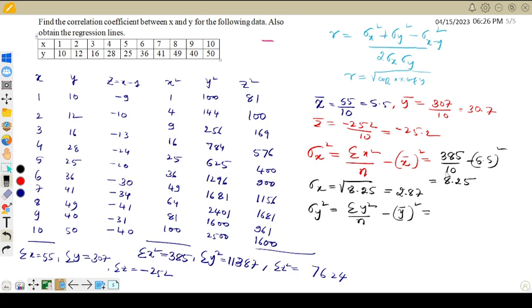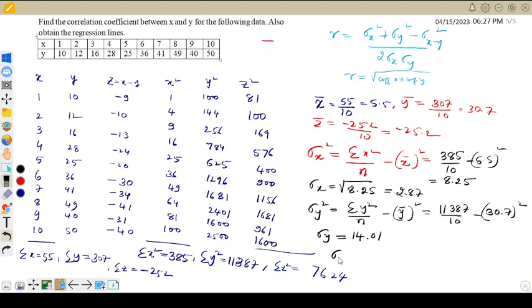Similarly, sigma y square is equal to summation of y square divided by n minus y bar whole square, which is equal to, summation of y square is 11,387 divided by 10 minus y bar, 30.7 whole square. So its value, directly I am going to write, sigma y square is 196.21, then sigma y is equal to 14.01. Okay.